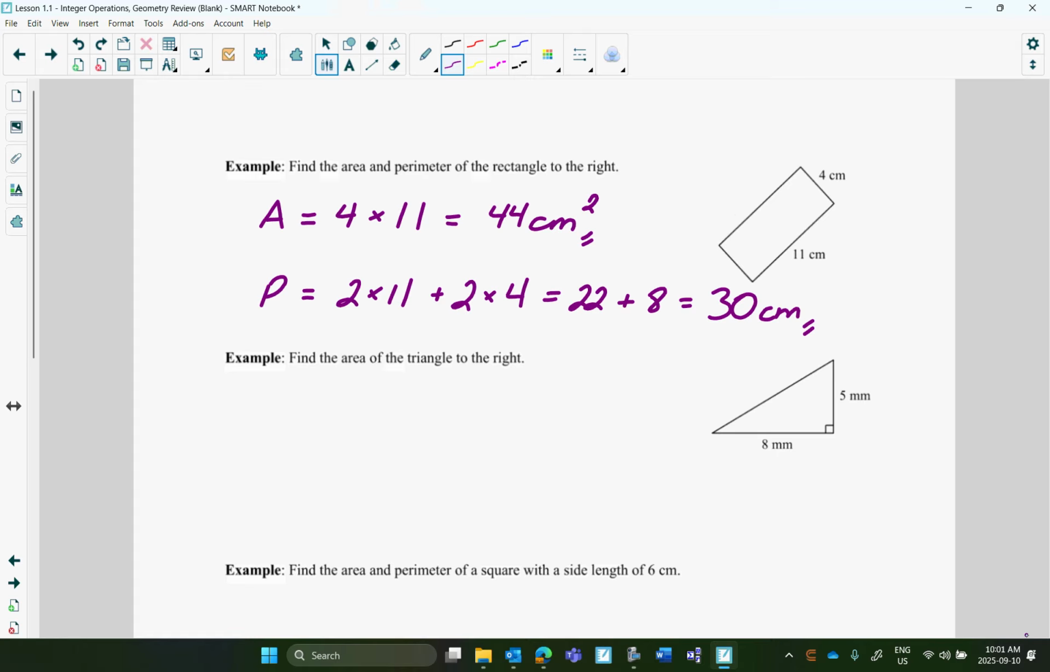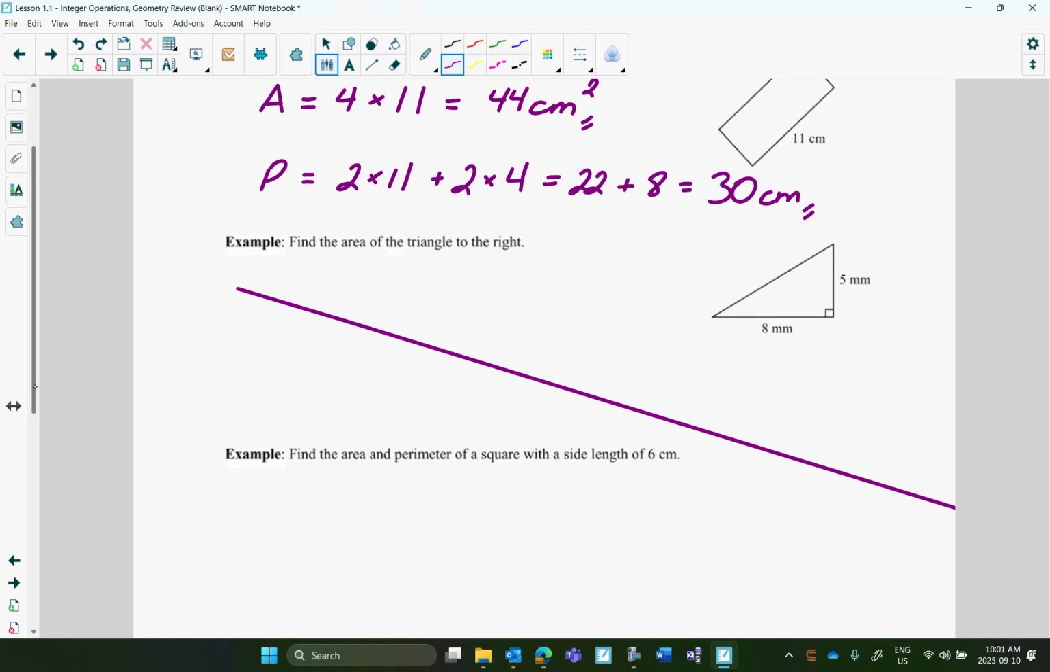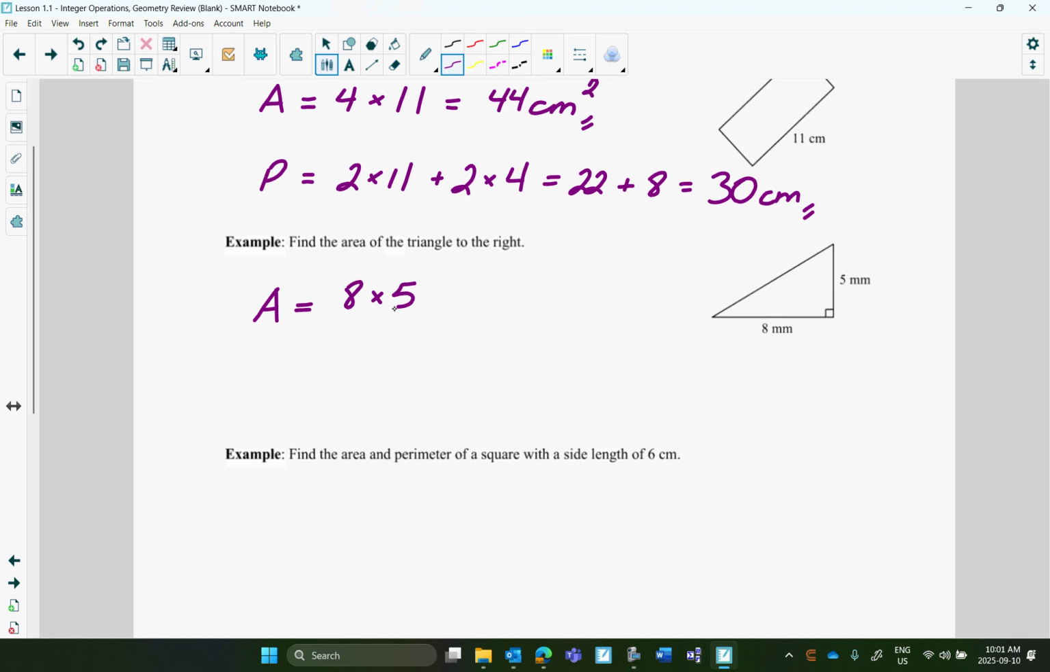For the second one, this triangle, all you're asked to do is find the area. You don't have to find the perimeter. Could find the perimeter, but you've got to do some other math first. How would I do this? Base times height divided by 2, so 8 times 5, which is 40, divided by 2 is 20, so it's 20 centimeters. I mean, millimeters. Area, yes, area is squared. Good.